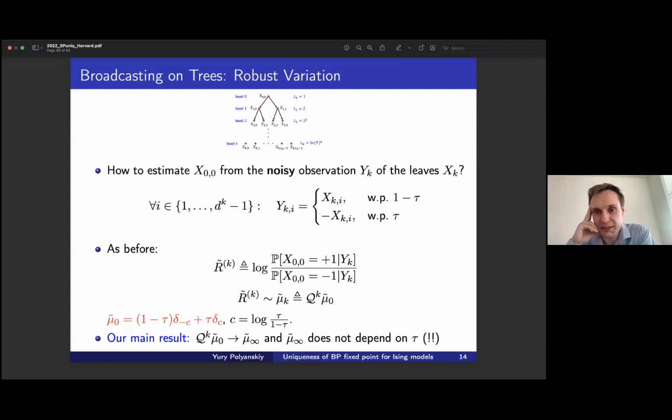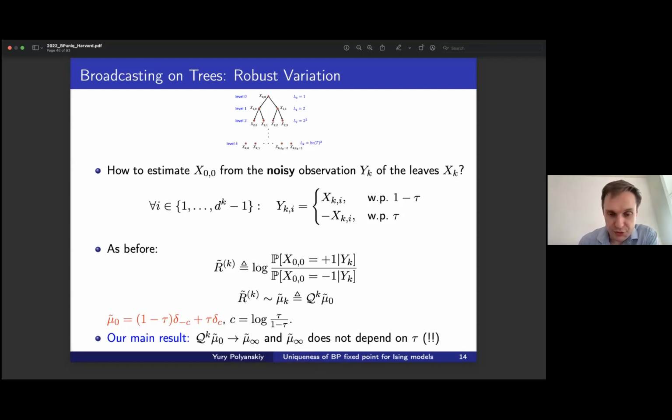So again, let me explain this. If I ask you to guess the bit at the root from, say, a depth 100 binary tree, and I give you clean observations at the bottom, or I give you observations which are true only with probability 0.51, very tinily correlated with the truth, your reconstruction of the root bit is going to be exactly the same. The probability of error is exactly the same, the mutual information is exactly the same, and everything is exactly the same. That's a very surprising fact, which follows from the uniqueness of the BP fixed point.